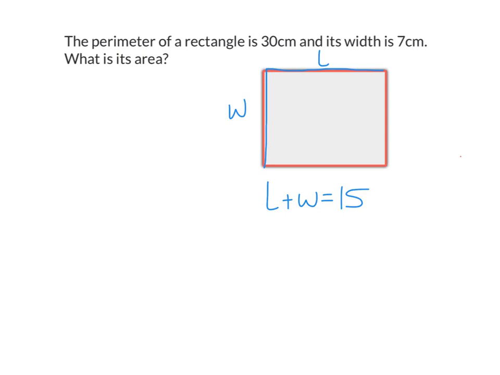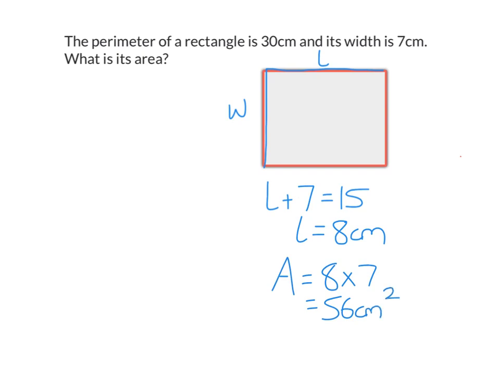So here, the width, we're told, is 7. Then the length would just be 15 minus 7, which is 8 centimeters. So now I know the length is 8 and the width is 7. The area is really easy. It's just 8 times 7, length times width, which gives 56 centimeters squared.